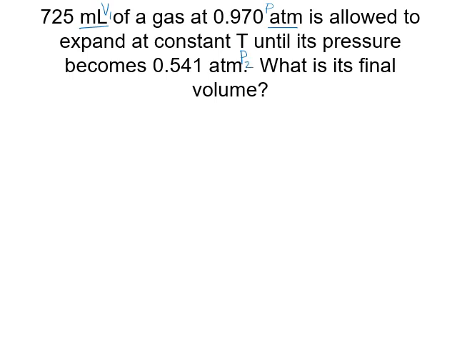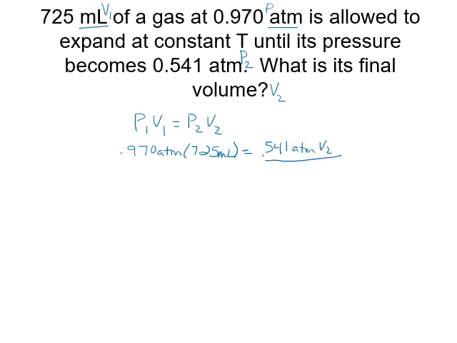So note that it's asking for V2. So this is a P1 V1 equals P2 V2 problem. And I'm going to plug in my variables. 0.970 atmospheres times 725 milliliters is equal to 0.541 atmospheres V2. I'm going to divide both sides by 0.541 atmospheres. Have to do it to both sides of the equation, so I divide this side by 0.541 atmospheres.